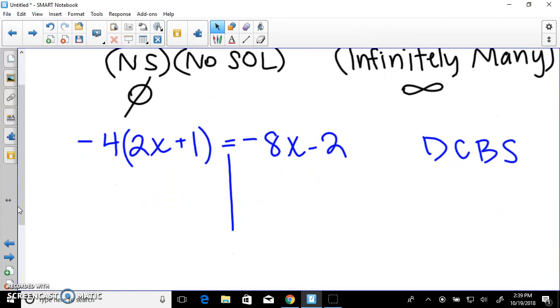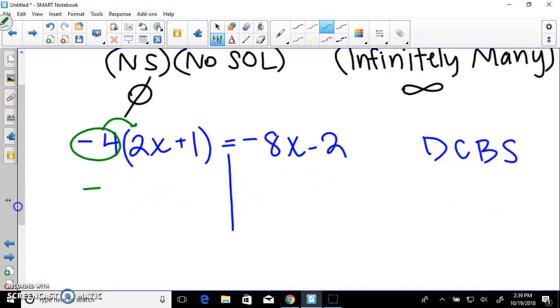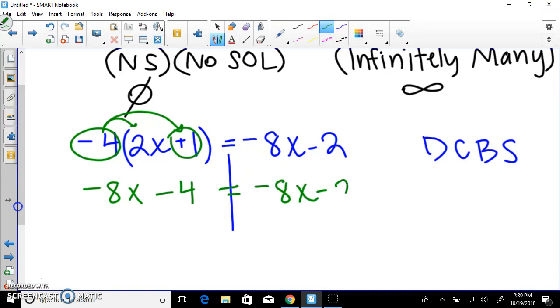So let's distribute. I've got -4 times 2x. That'll give us a -8x. Then a -4 times a +1. So that's a -4. Then this -8x minus 2 stays over here. So we've distributed. Now we're going to combine like terms on either side. Looking to the left, nothing that we can do, and on the right, nothing we can do there.